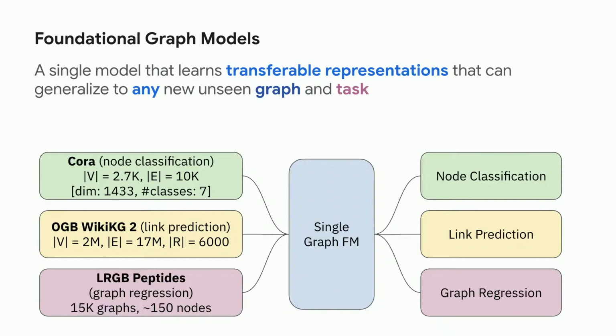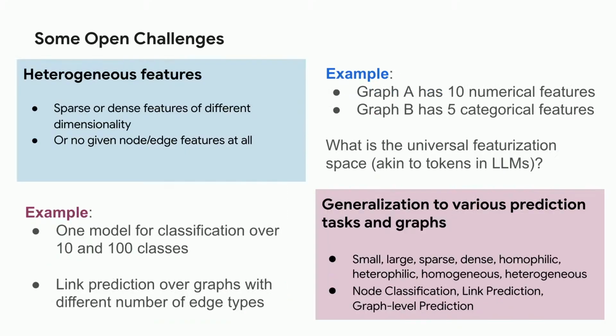Meaning that, instead of training separate models for separate data sets and tasks, now we have one single model that can do all the tasks, can generalize to very different data sets, to different features, different number of classes, and that is both engineering and scientific challenges, and some of them are pretty interesting to tackle.